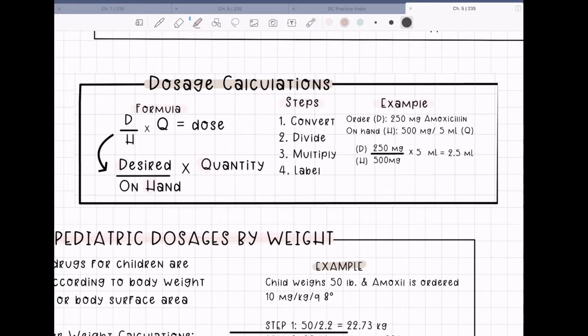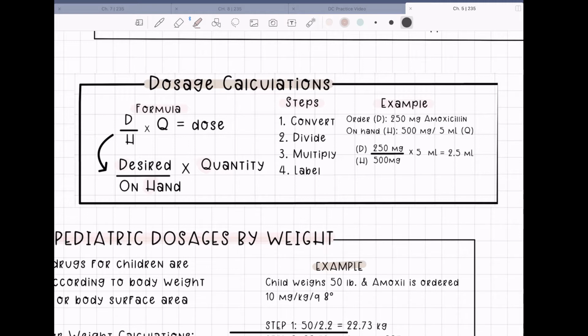So I'm going to give you a little bit of a tip here for quantity. If it is a solid medication, so a tablet, a capsule, anything like that, the quantity will always be 1. If it is a liquid medication, so something that you're going to calculate out in milliliters, the quantity is 1 unless it is otherwise specified. So if it says 250 milligrams per 5 mils, then the quantity would be 5. If it just says 250 milligrams per mil, then the quantity would be 1 mil. So that's what your quantity is.